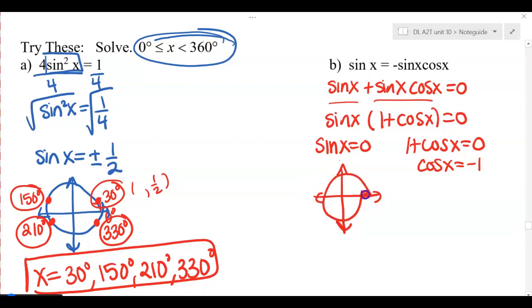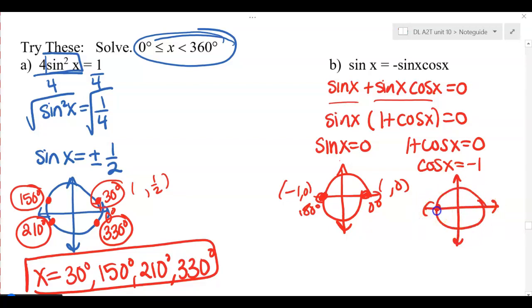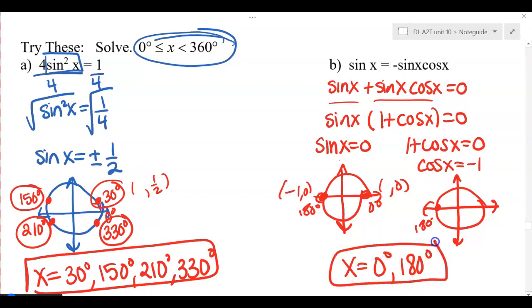Sine is like the y-coordinate, so there would be a 0 here at 0 degrees, as well as here at 180 degrees. And cosine would be equal to negative 1 at 180 degrees. So there's just two solutions here, 0 and 180 degrees.